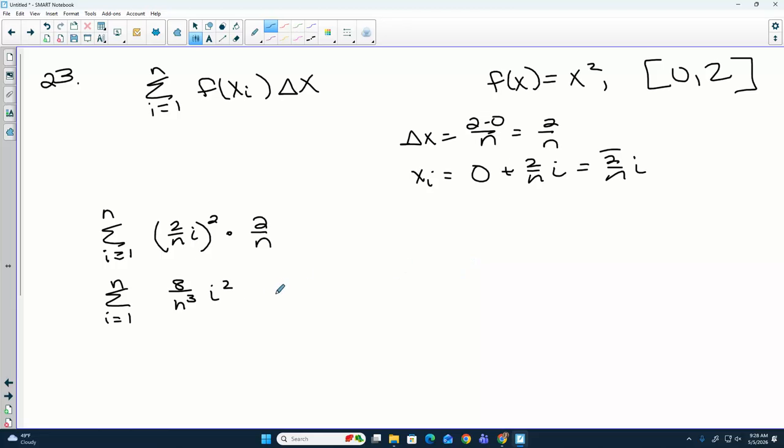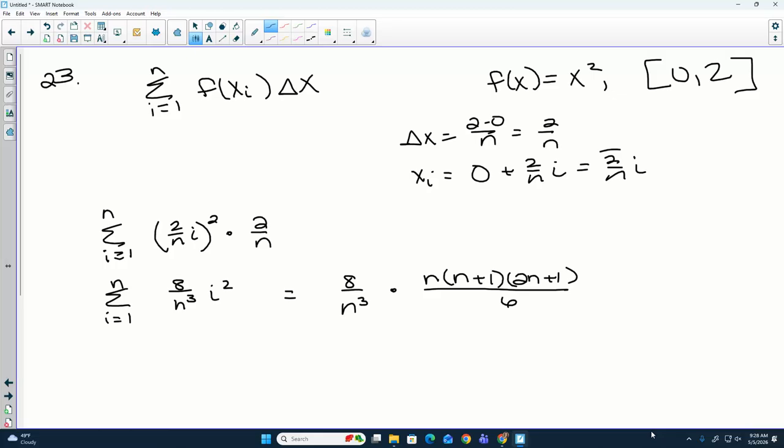Okay, summation rules. That 8 over n cubed, you could just factor that out. Summation rules for i squared: that's n times n plus 1 times 2n plus 1 over 6. Remember, if you're adding up i cubed, it's n times n plus 1 over 2, squared, over 4. And so we've got those rules for each different power. We had i squared, and i cubed.